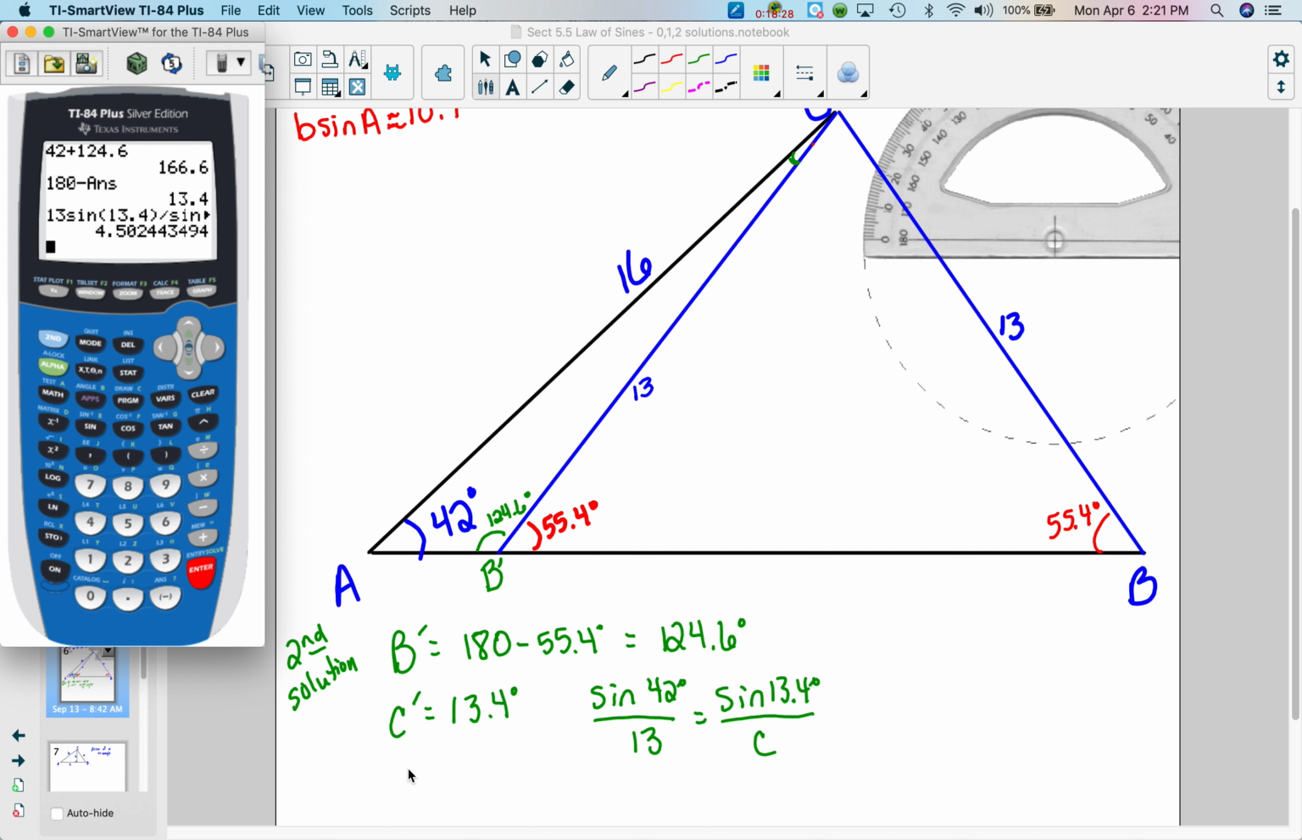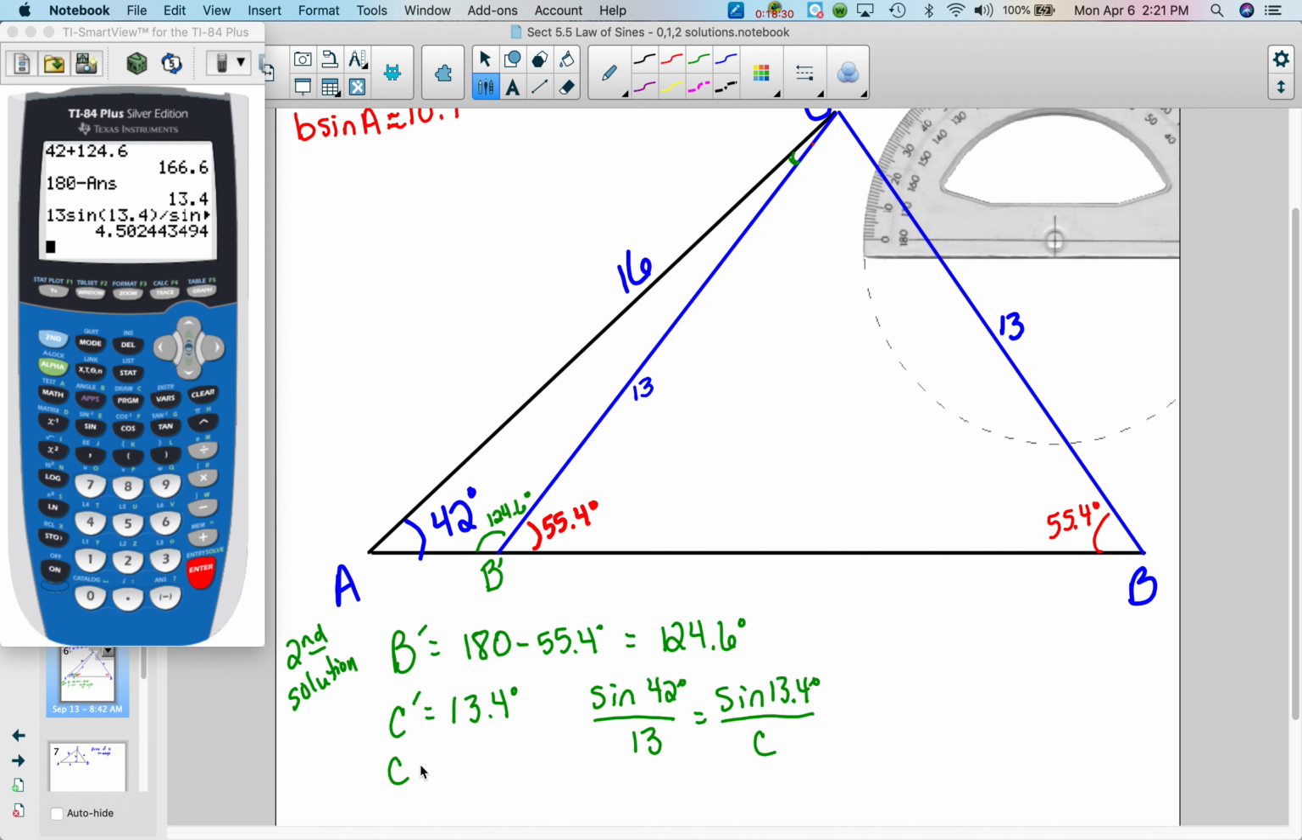And I get that my new side C is about 4.5. So now I have solved the triangle, I have all the pieces, and I've solved both solutions. That obviously is the trickiest thing when you have those two solutions.